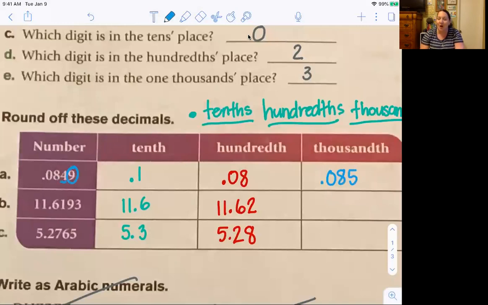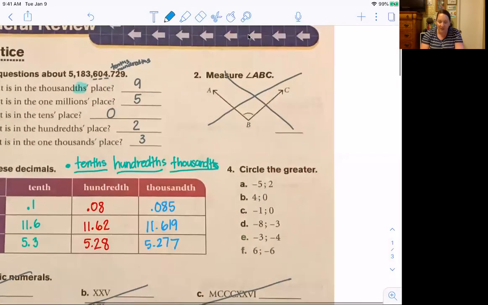Try B and C. I'll work them out. You work them out. Don't look at the screen and try it and see what you get. Okay, what'd you get? 11.619, because that 3 says, hey, don't round. And 5.277, because that 5 makes that 6 go up. Excellent job.